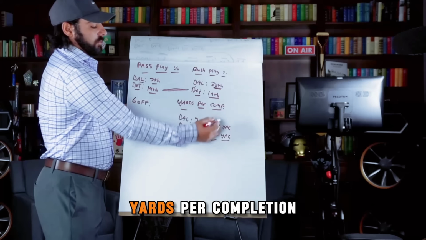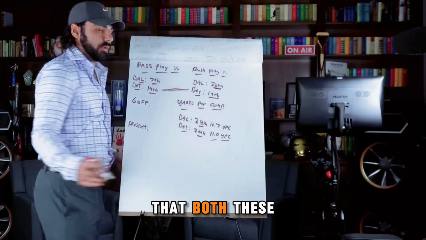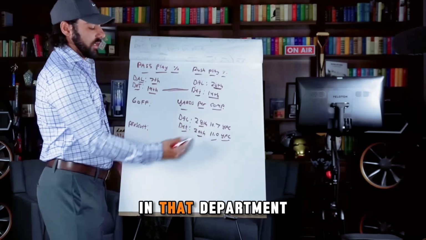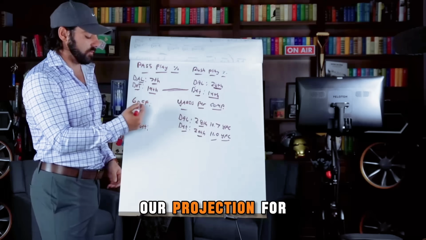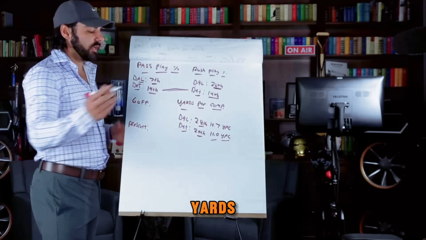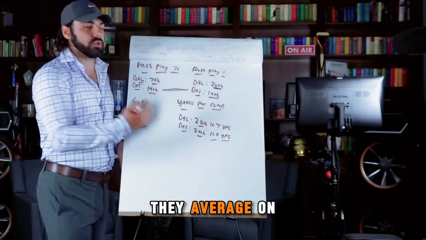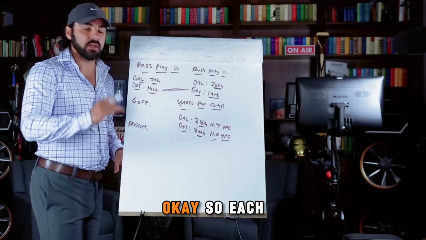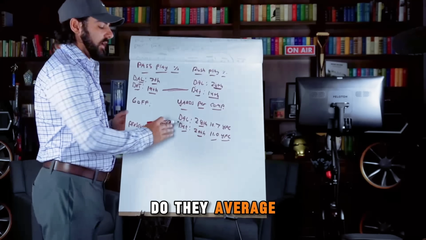So now that we got our yards per completion written down here, and we see that both these teams are absolutely terrible in that department, what we're going to do to get our projection for Goff and Prescott's passing yards is we need to take what they average on the season, okay? So each game, how many completions do they average here?